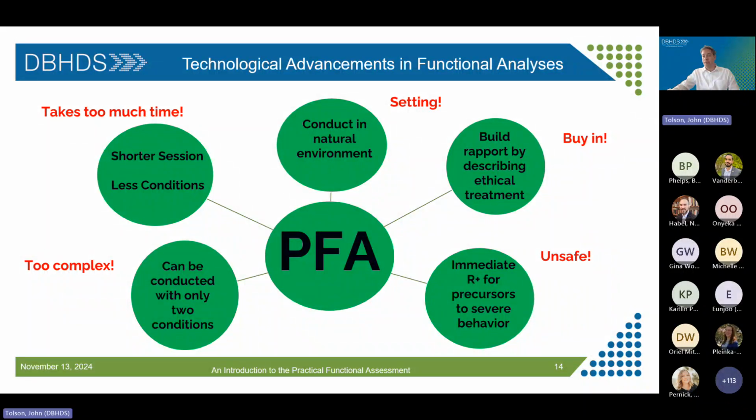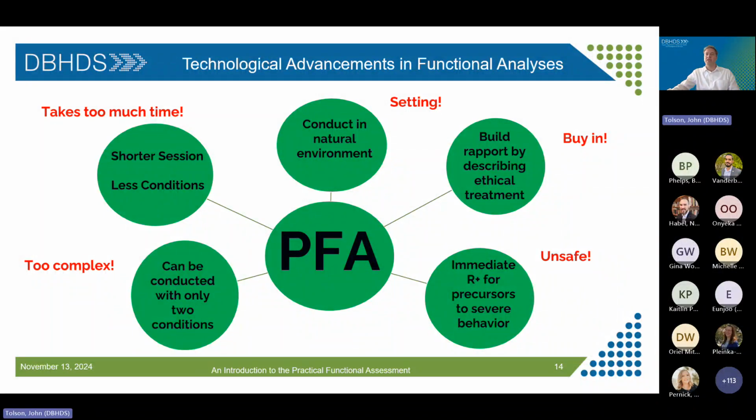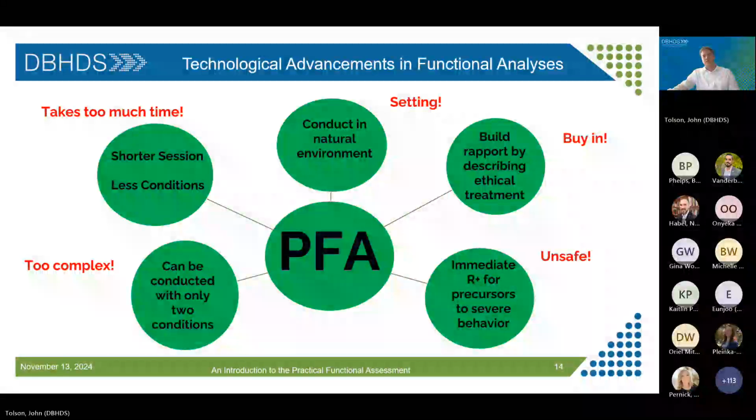All right, they're too complex. Training is important, and I'm not here to diminish that. And the goal of this training is not for you to take what we have presented and begin implementing the procedures the next day. However, once you understand the process, it may not be as complicated as it looks. Analysis can be done with just 2 conditions, such as a control or baseline condition and a test condition where problem behavior is likely to occur.